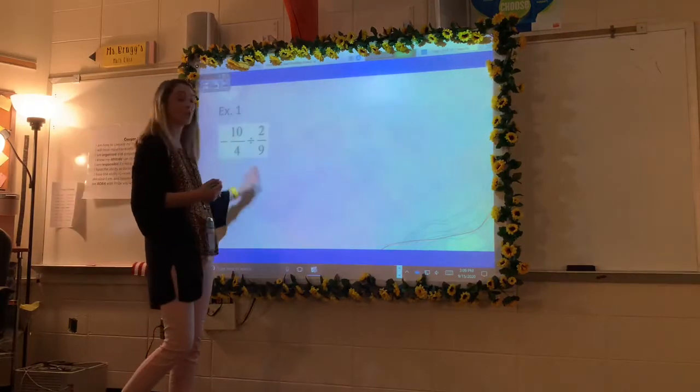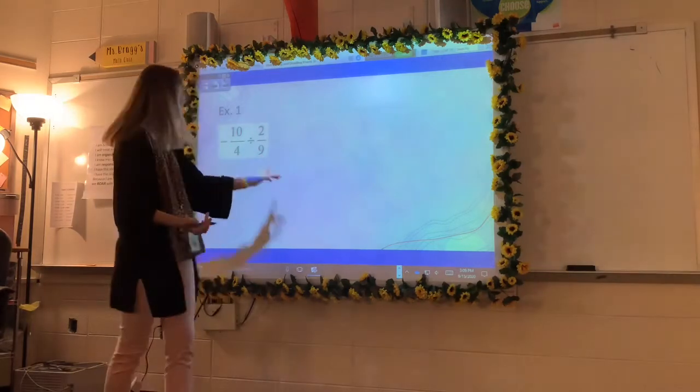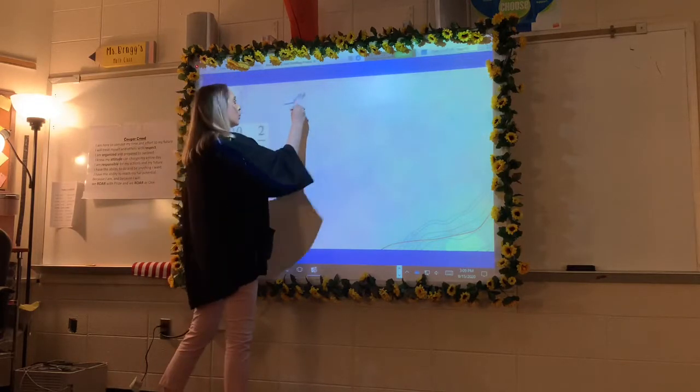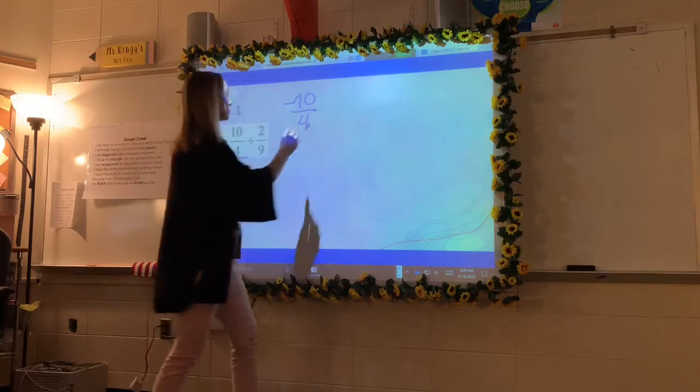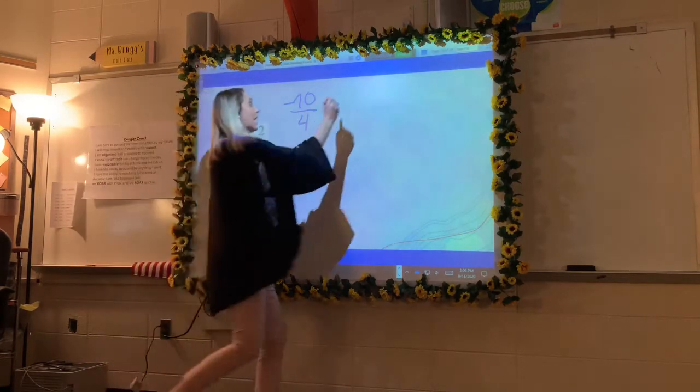We have negative 10 over 4 divided by 2/9. So the first thing we want to do is keep negative 10 fourths. We don't want to change it, we like it. We want to change division to multiplication, and we want to flip 2/9 to 9 over 2.